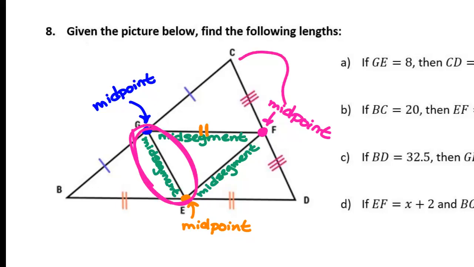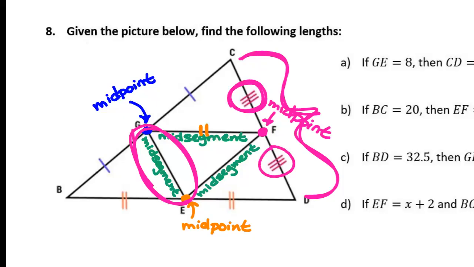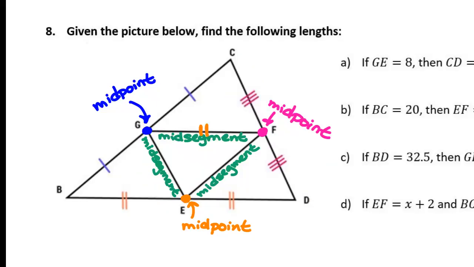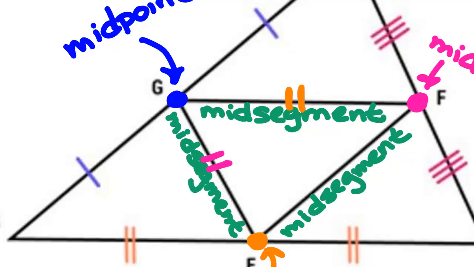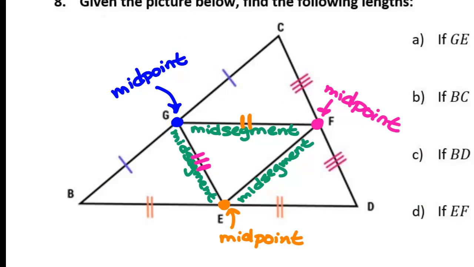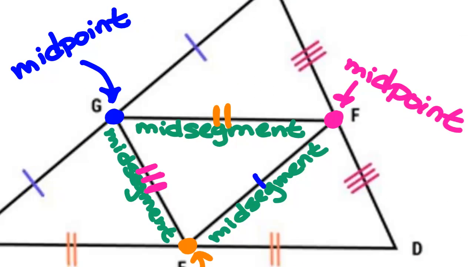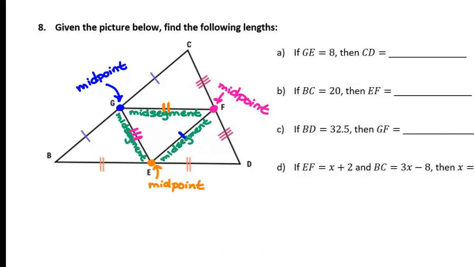GE is half of this side over here, and there's two segments, CF and FD, that are the same size. So GE is the same size as CF. GE is the same size as DF. And then the same thing is true here with EF. All those little midsegments are congruent to half of the sides that they are across from.